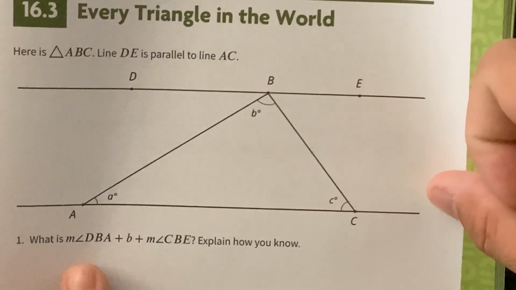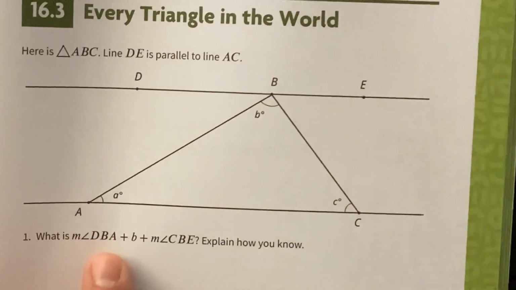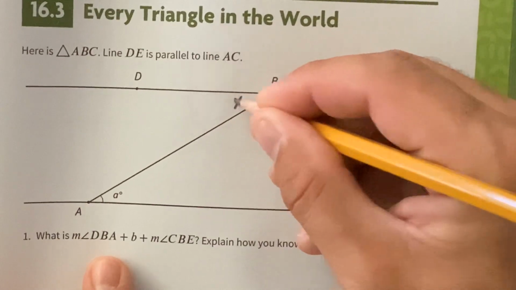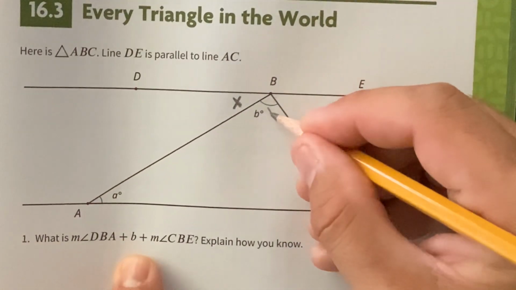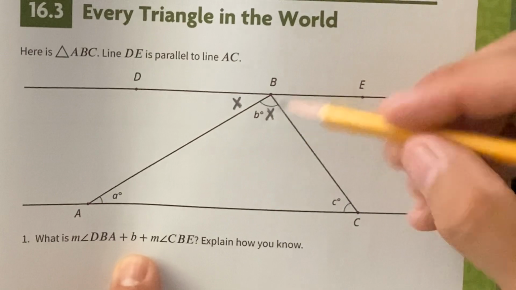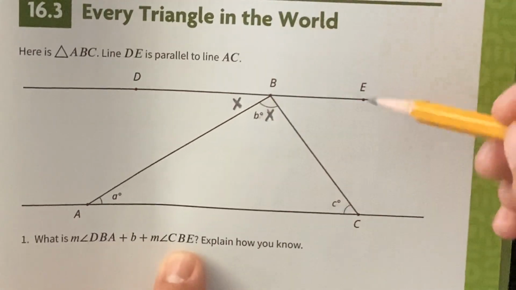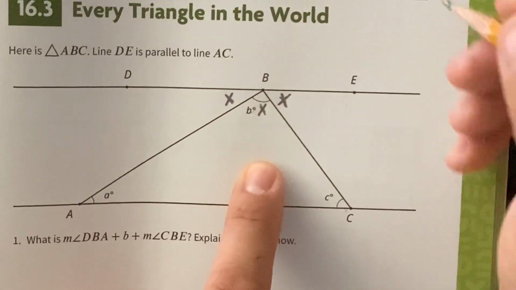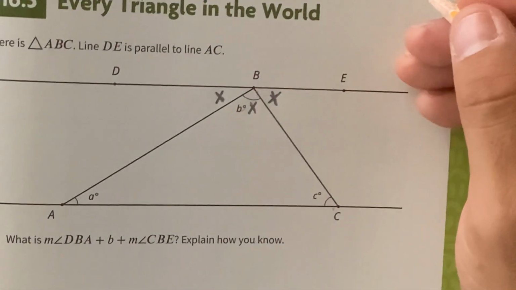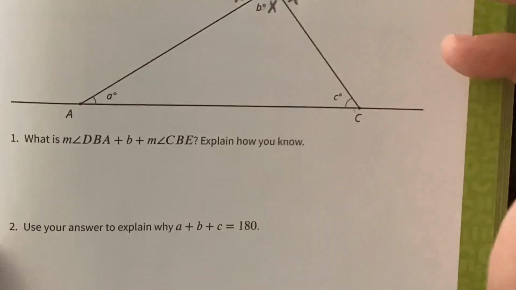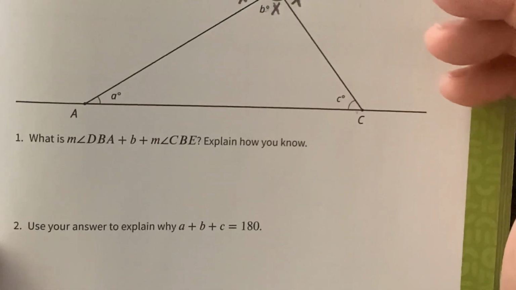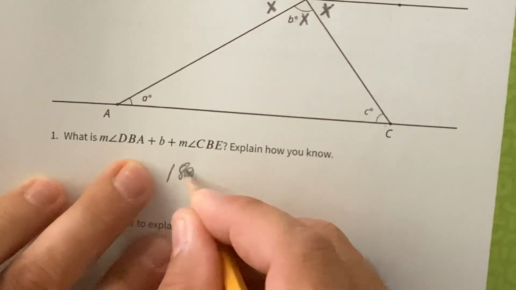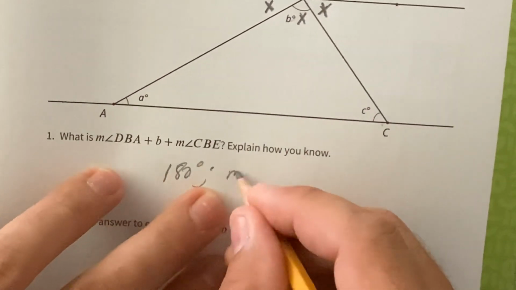All right, so what is the measure of angle DBA? So I like to mark it. DBA, that would be this one. Measure of angle B, that would be this one. And CBE, that would be this one. So what is the measure of all those added together, and explain how you know? Why? Exactly, straight angle. 180 degrees makes a line or a straight angle.